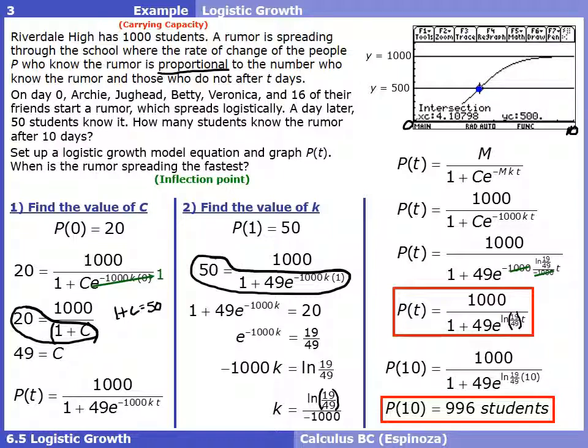and then it gives us that intersection. Of course, the y coordinate is 500, which we already knew, but the key here is we were looking for the time when the rumor is spreading the fastest, and it turns out that happens at 4.108 days.